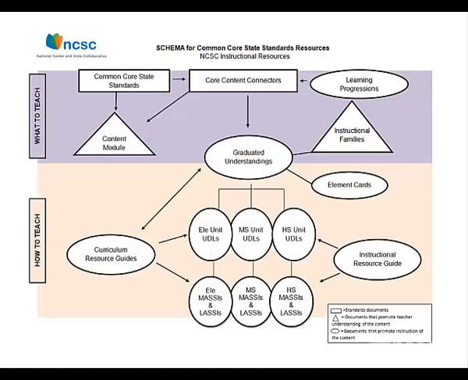The National Center and State Collaborative Project has developed a wide range of curricular and instructional resources to help teachers plan instruction aligned to the Common Core State Standards using the Core Content Connectors, or CCCs. The schema lays out the resources available and how they interrelate. If you have not done so already, please take a moment to read through the explanation of the schema document for more in-depth information on all of the curricular and instructional resources included in the schema. I will be referring to several of these resources throughout this webinar series.